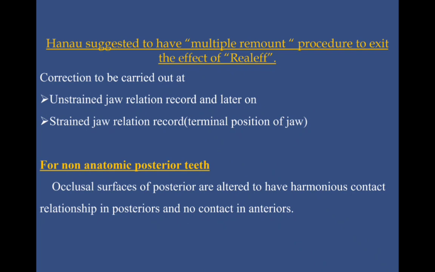In case of other occlusal schemes which you are using, like lingualized occlusion or neutrocentric concept of occlusion, where you are going to use a non-anatomic type of teeth, the occlusal surfaces of posteriors are altered to have a harmonious contact occlusal relationship in posteriors and no contact of anterior. So over here you need to take care and eliminate those kind of interferences only.